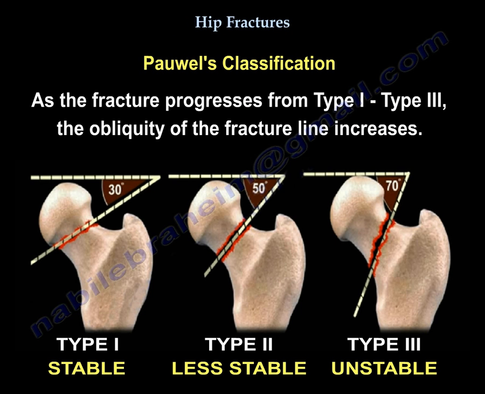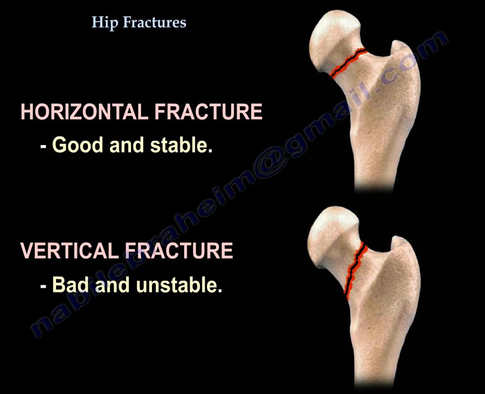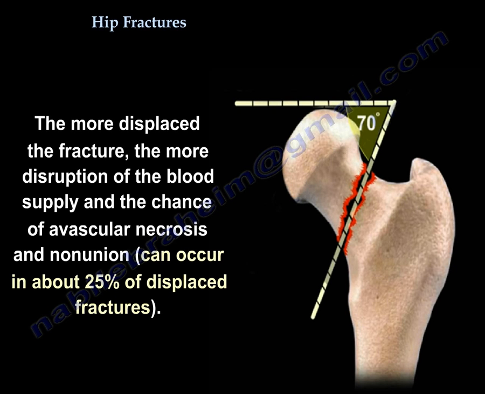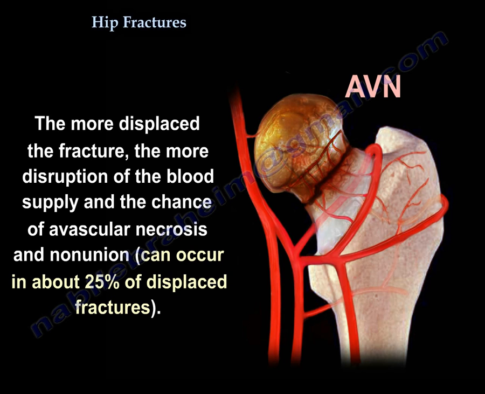As the fracture progresses from type 1 to type 3, the obliquity of the fracture line increases. The fracture line becomes more vertical. The shear forces increase, and the instability increases. Horizontal fractures are good and stable. Vertical fractures are bad and unstable. The more displaced the fracture, the more disruption of the blood supply and the chance of avascular necrosis and non-union, which can occur in about 25% of displaced fractures.